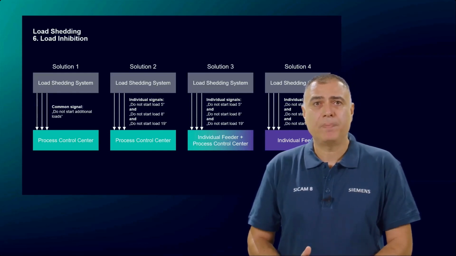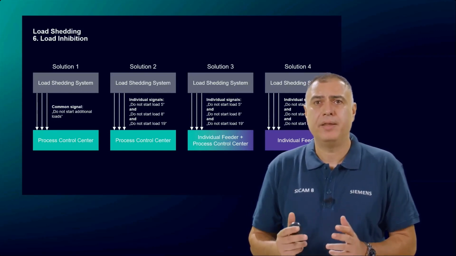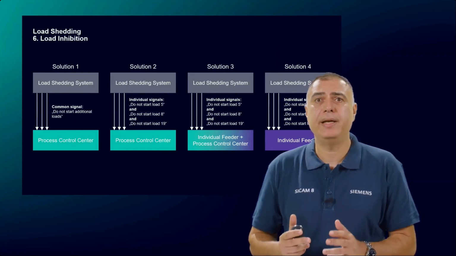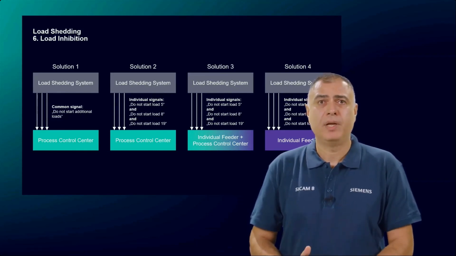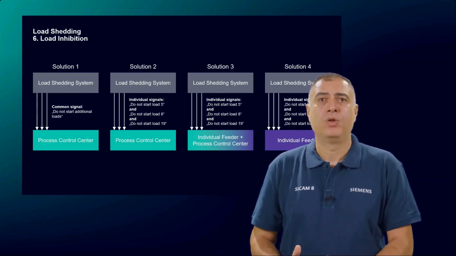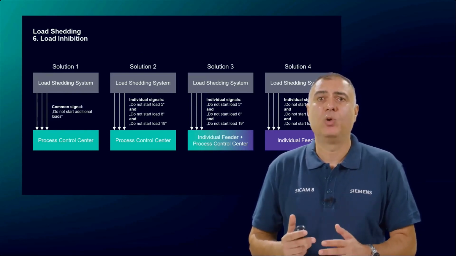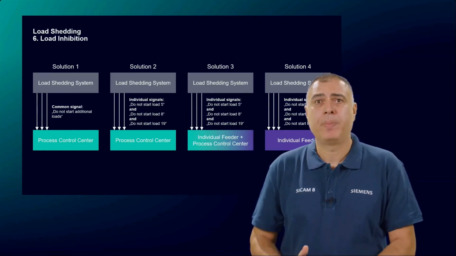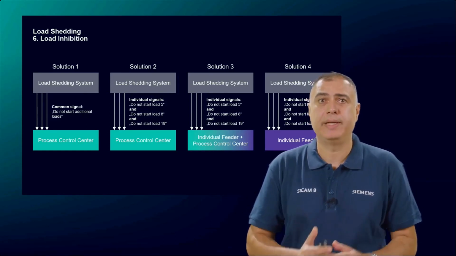With the simple solution, the load shedding controller only informs the process control center that there is now generally not enough power available to start any further motors. In the next implementation option, the controller informs the process control center in detail which loads cannot be started. The third option is to provide a hardware inhibit contact at each motor feeder. And finally, the high-end version is a combination of option 2 and option 3.